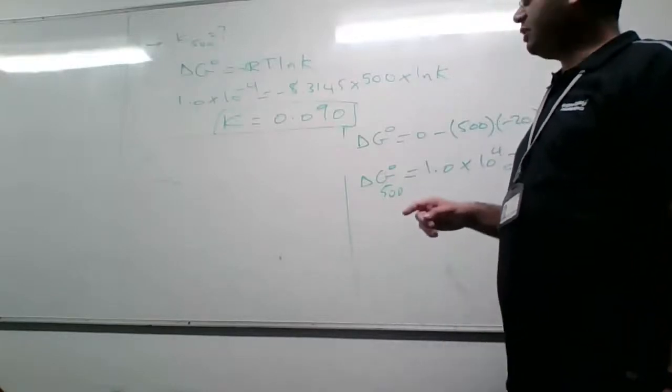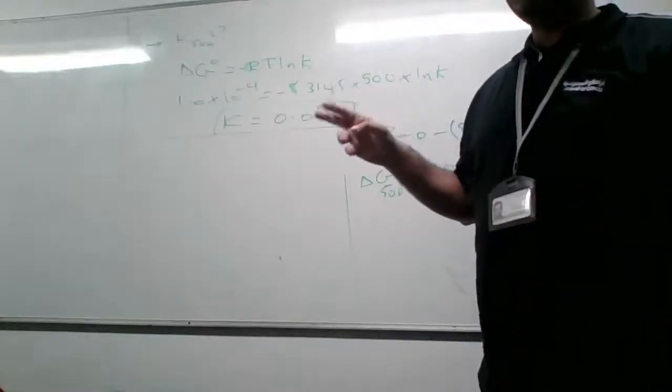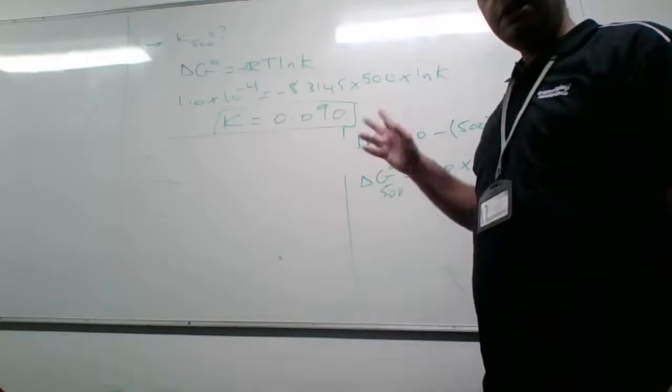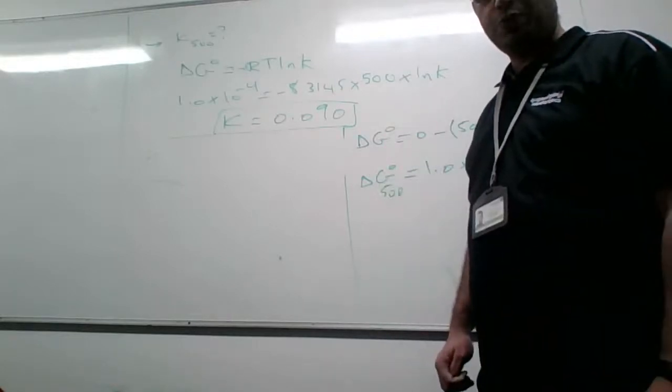Okay. What did we do, guys? Who's talking now? Hassan. Okay. We calculated delta G naught using delta H naught minus T delta S naught. And after this, we calculated minus RT ln K. Okay?